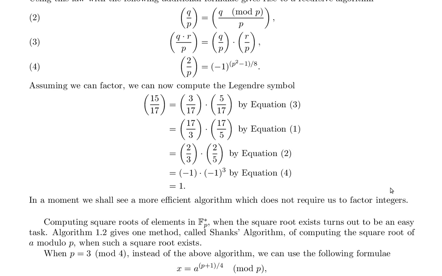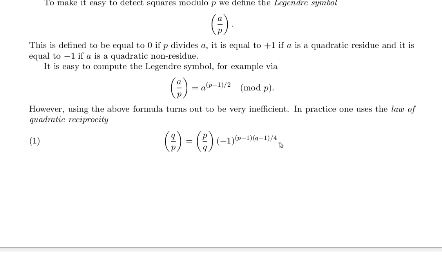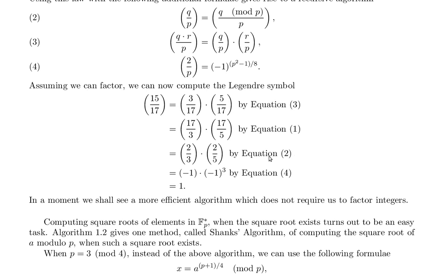15 over 17 is (3/17) times (5/17) by equation 3, since (qr/p) is (q/p) times (r/p). And that equals (17/3) times (17/5). So you can flip them upside down by equation 1, where (q/p) is (p/q) times -1 to this exponent. And (17/3) times (17/5) becomes (2/3) times (2/5) by equation 2.